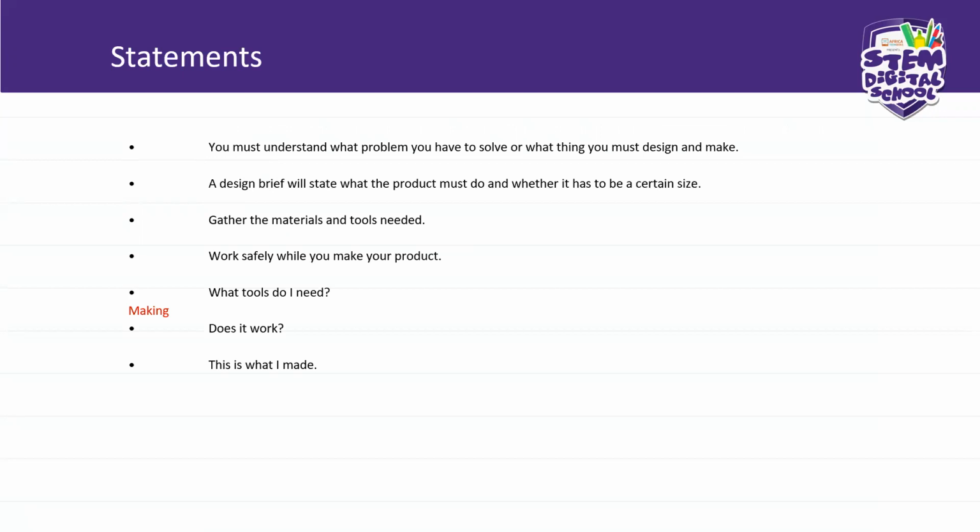You must understand what problem you have to solve or what thing you must design and make. Which stage is that? Let's see. Which stage is that? I'm looking for the answer for this one. Which stage is this?